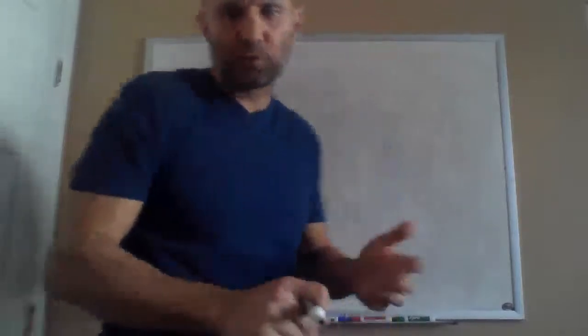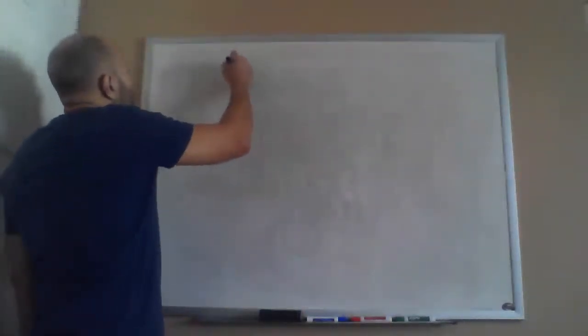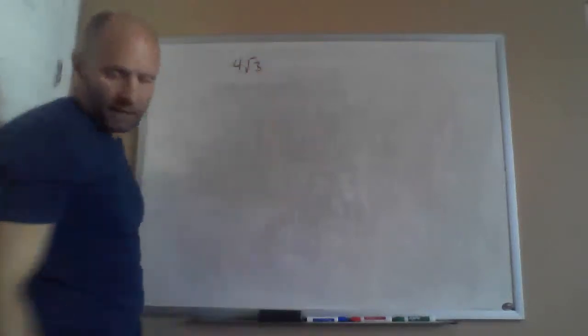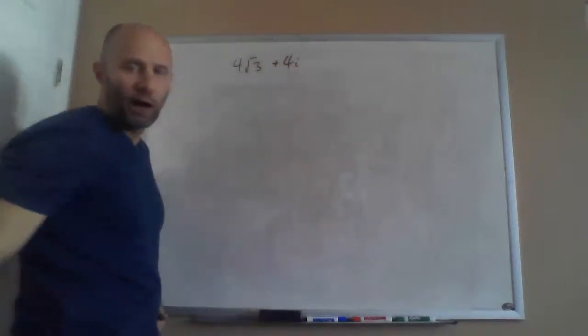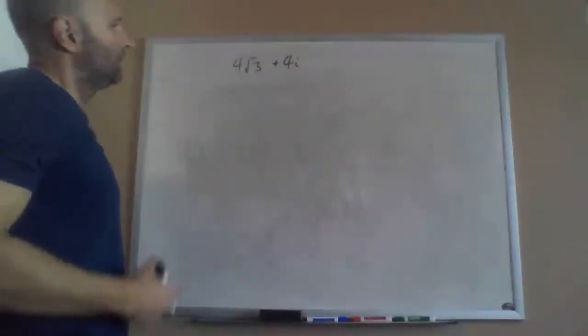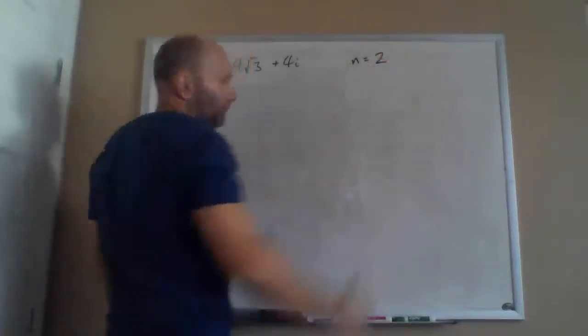So number 4, is it 2 roots? Let me confirm. Yes, all right. So we're looking for the square roots. Square is 2, so the 2 roots of 4 root 3 plus 4i. So our n, the number of roots, is 2.